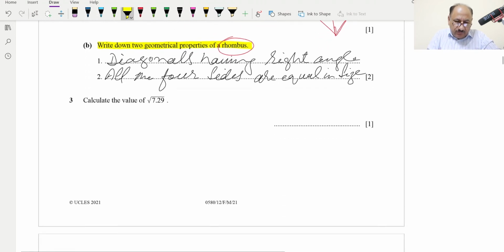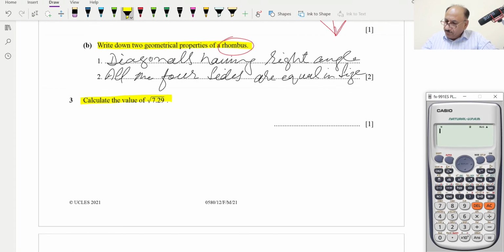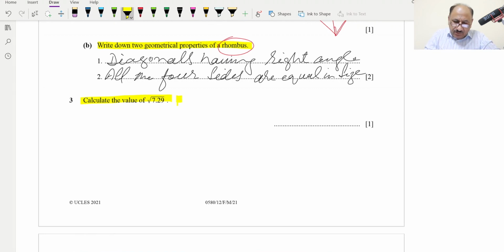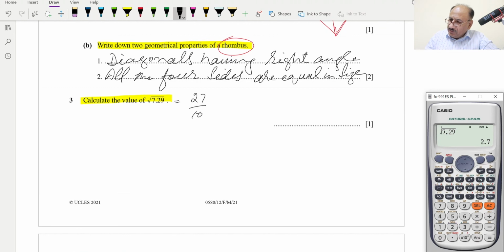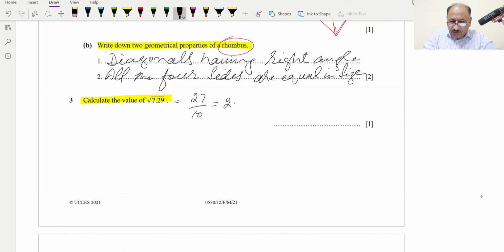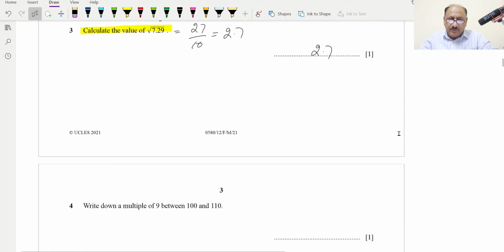Now for question number 3, calculate the value of this, for which we can use a calculator. The square root of 7.29 will be equal to 27 over 10, which in decimal is equal to 2.7. So our answer will be 2.7. 1 mark part.